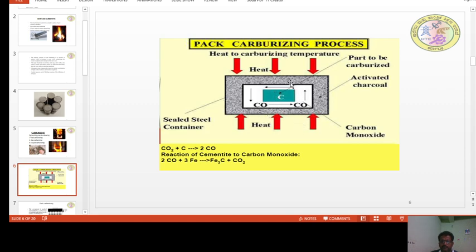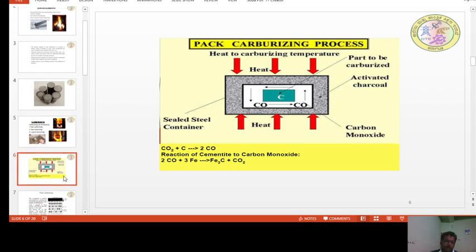That means we will supply heat, and the charcoal releases carbon monoxide, which reacts and results in the formation of iron carbide and then carbon dioxide. So whatever the source of carbon, on application of heat it releases the carbon, and the carbon enters the surface of the component and results in an increase of hardness. This is how pack carburizing takes place.